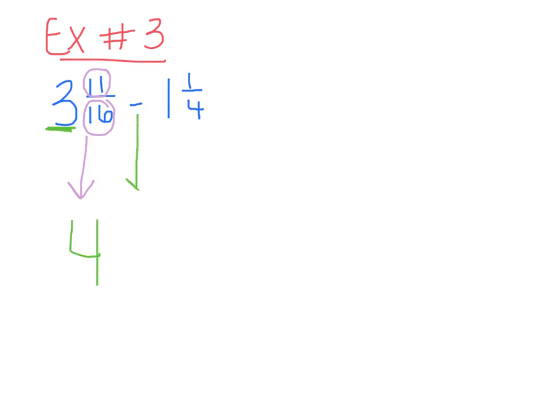Bring down your operation, which is subtract, and then move on to the next mixed number, 1 1/4. I have 4 as my denominator. Half of 4 is 2, but my numerator is only 1. So that means it's less than half. So that means the 1 stays the same. So I have 4 minus 1 is 3.